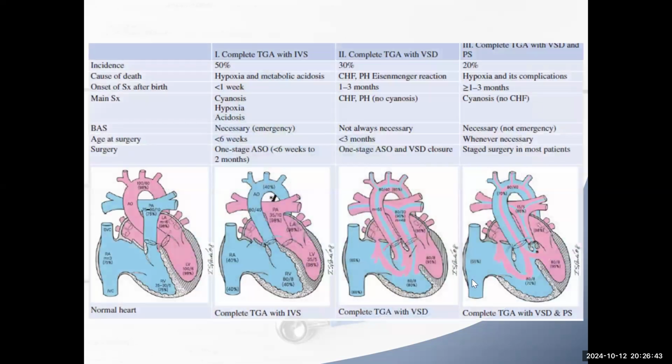Like in this type. So we talked about the first type, which is complete TGA with intact interventricular septum. Its incidence is about 50%. It is the most common type. The patient will come with severe hypoxia or severe metabolic acidosis. He will come cyanotic with hypoxia and acidosis. And this patient will need rush kit. We'll talk about it after that. And it is the most common type, but it is the typical type of TGA.